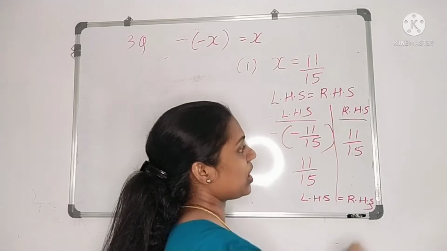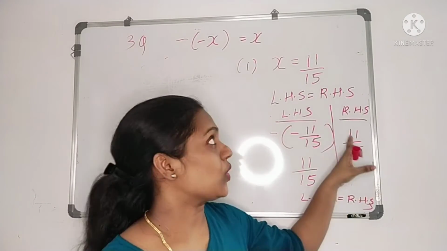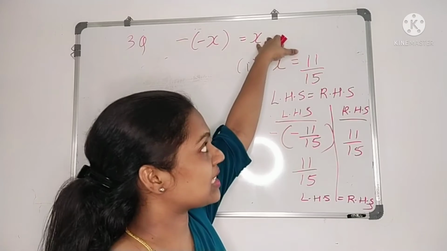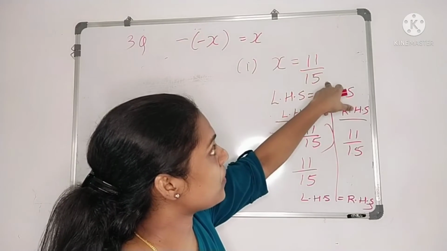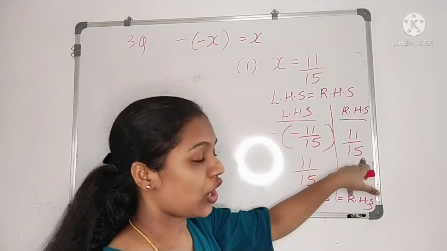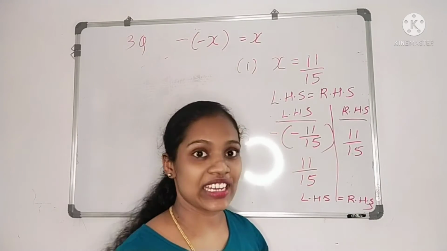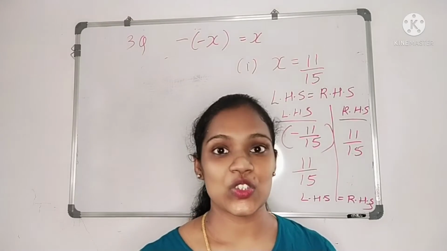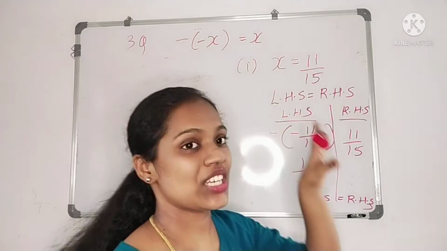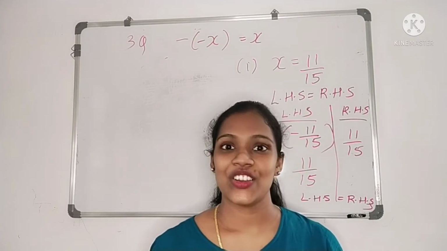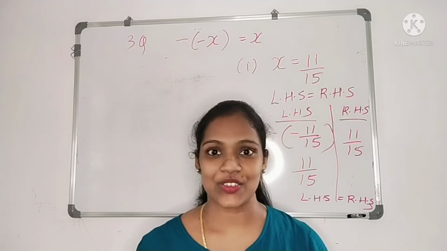In the same way we have to prove the right hand side also. So what is the right hand side here? x, right? So what is our x here? 11 by 15. So in the right hand side we have got 11 by 15. So both are equal, right? So we can finally say that LHS is equal to RHS. So this equation is satisfied. Now let's move on to the next question.